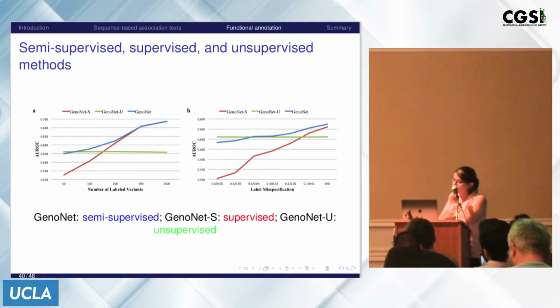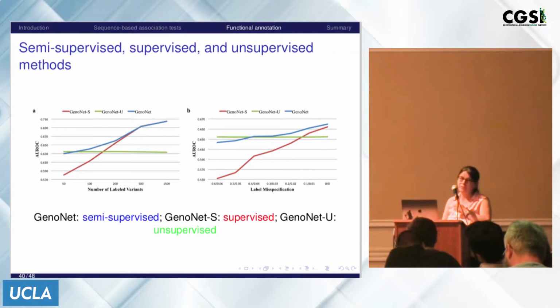So one question is, how does a semi-supervised approach compare with a fully supervised approach or a fully unsupervised approach? And we looked at two factors that affect the performance of the supervised methods: the number of labeled variants that are available in the training, and the amount of label misspecification. So what I'm showing here on the left is the accuracy of the supervised, semi-supervised, and the unsupervised approach as you increase the number of labeled variants.